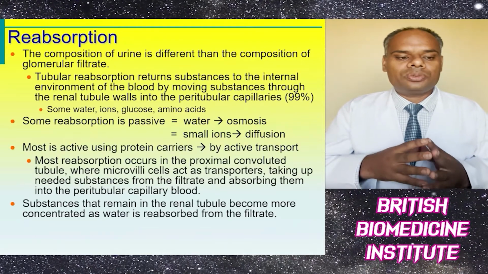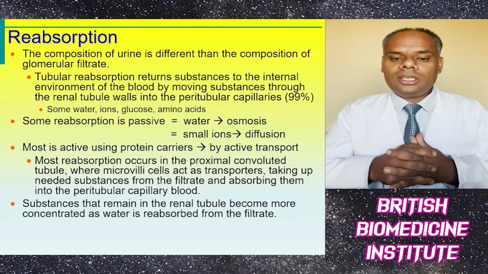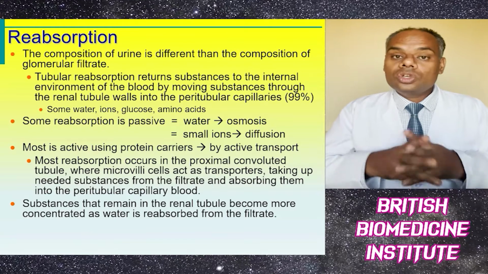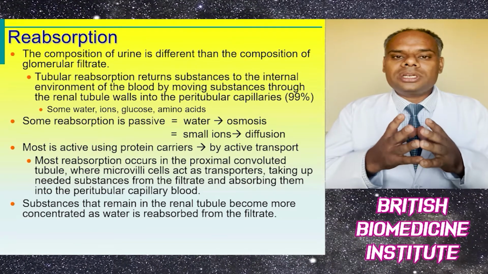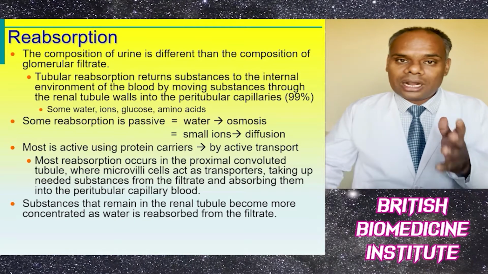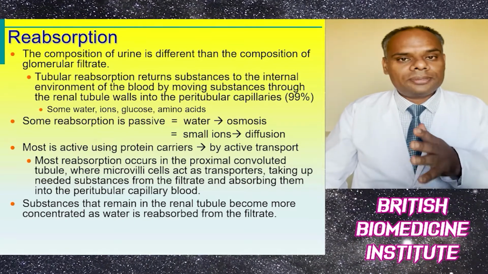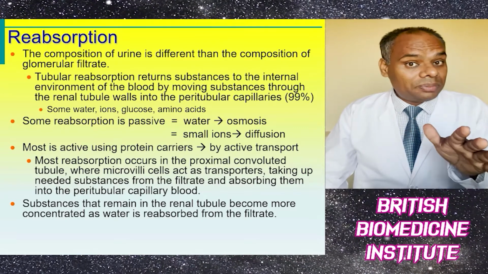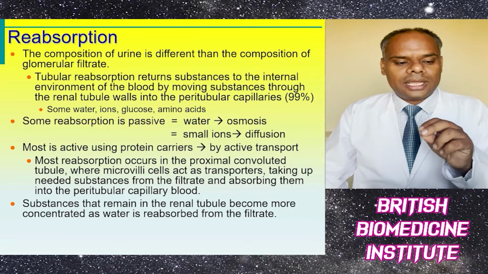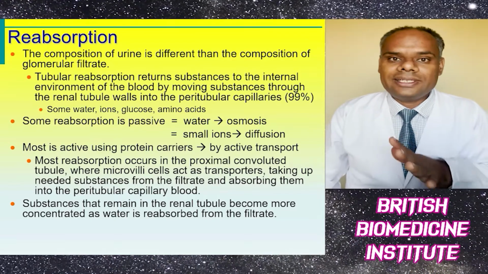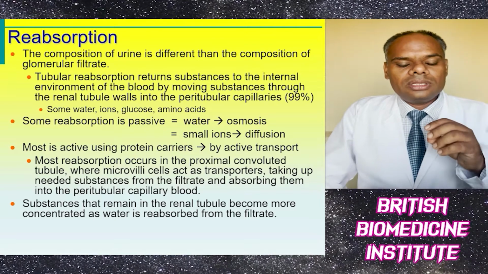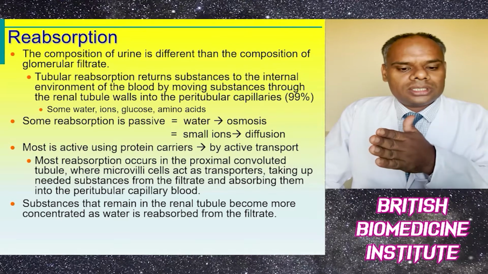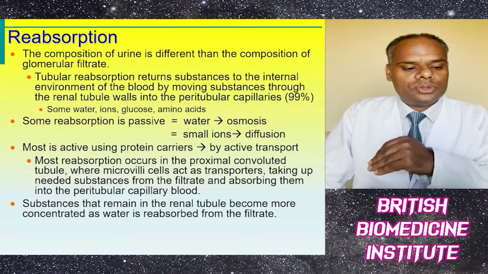Now comes reabsorption. The composition of urine is different from the composition of the glomerular filtrate. Tubular reabsorption returns substances to the internal environment of the blood by moving them through the renal tubule wall into the peritubular capillaries, which is 99%. This includes water, ions, glucose, and amino acids. Some reabsorption is passive: water goes through osmosis, and small ions go through diffusion.